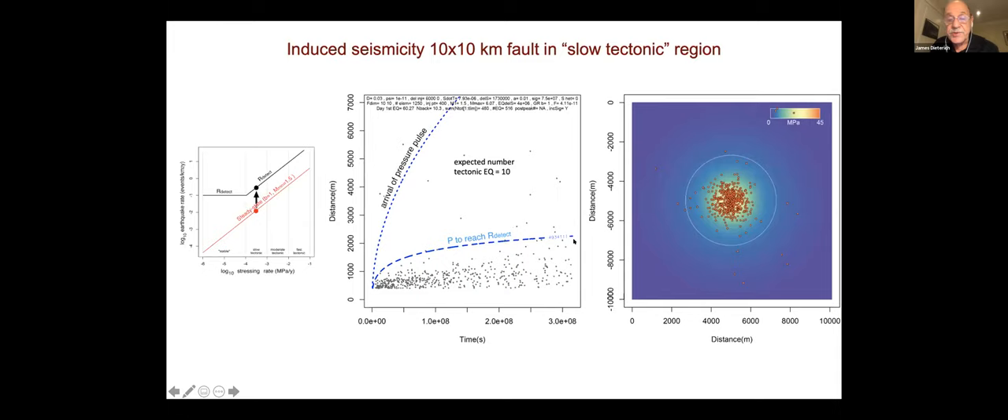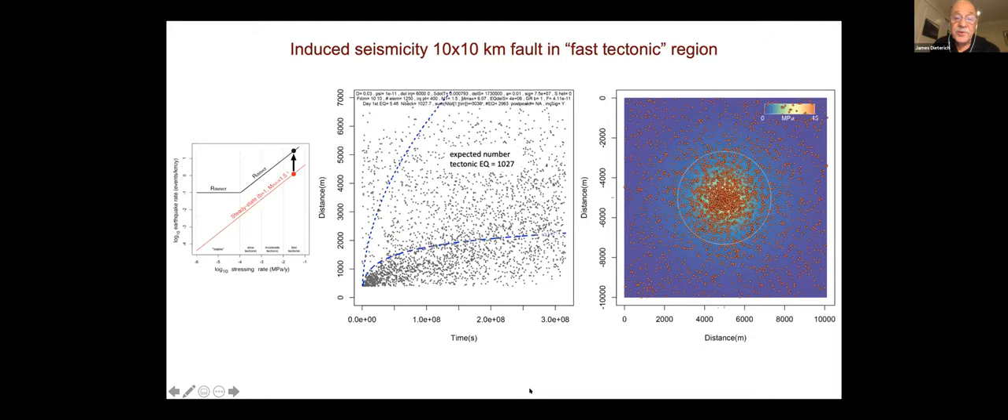And then finally, for tectonic earthquakes, you get a lot of background seismicity. Expected number is over 1,000. So these are mostly tectonic earthquakes, and here's the induced seismicity. It's a pretty vague boundary. It looks like there's some induced seismicity, little denser values here than out here. And again, the background seismicity right there.